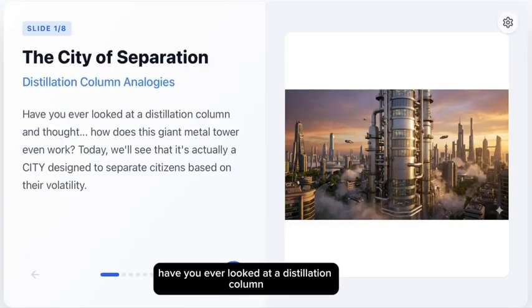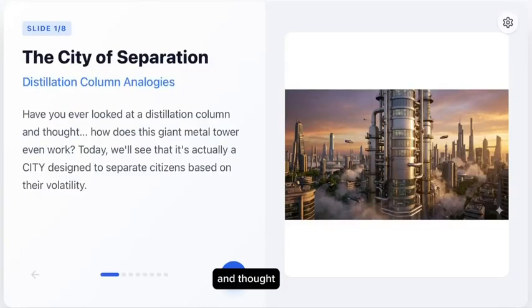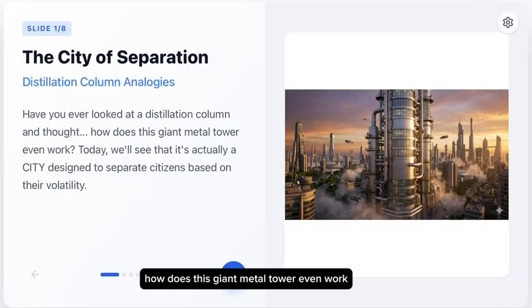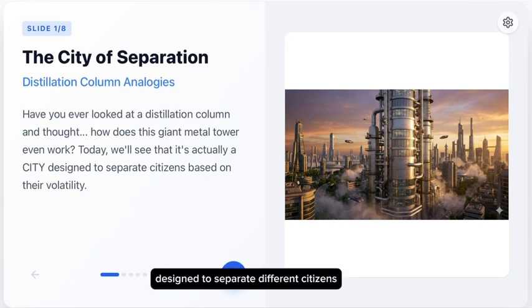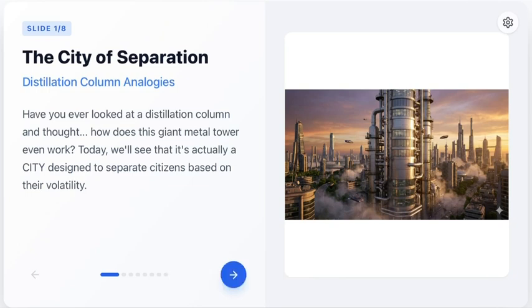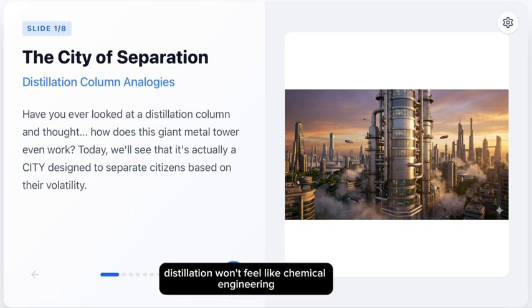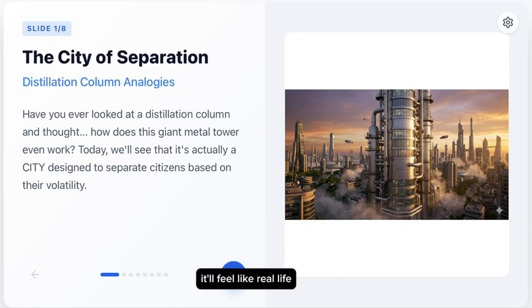Have you ever looked at a distillation column and thought, how does this giant metal tower even work? Well, today I'm going to show you that a distillation column is actually a whole city. Yes, a city designed to separate different citizens based on how easily they escape, also known as volatility. In just a few minutes, distillation won't feel like chemical engineering, it'll feel like real life.